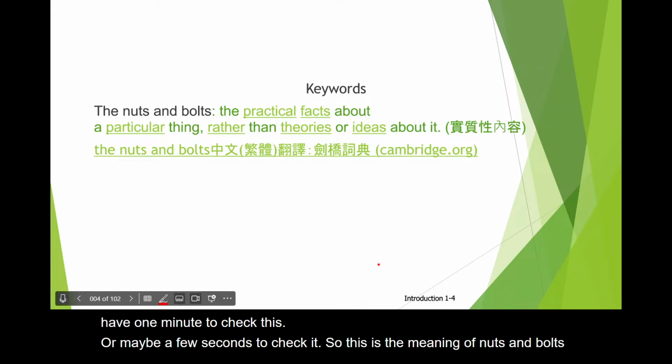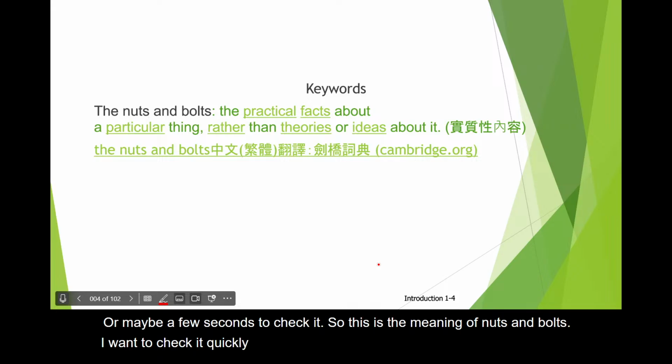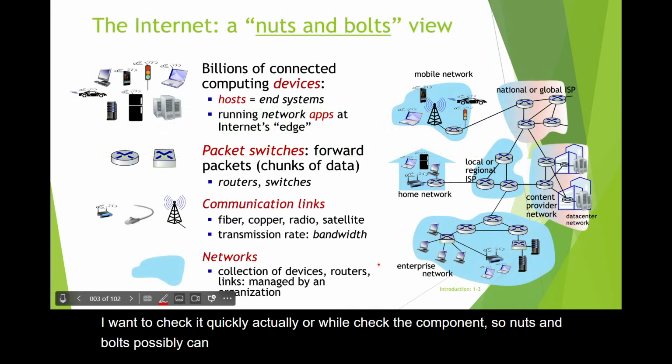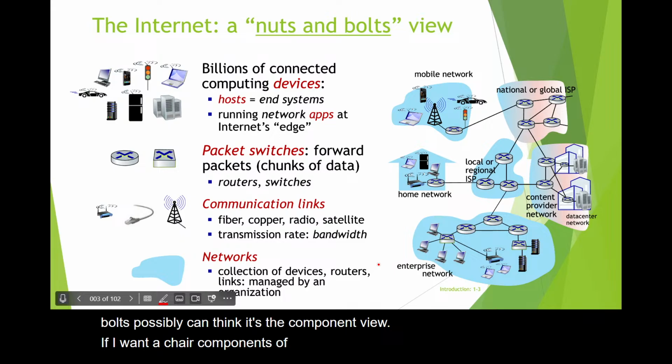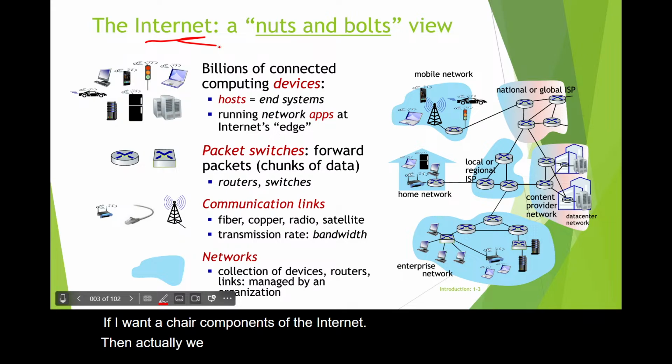If we want to check it quickly, actually we will check the components. So nuts and bolts, possibly we can think of it as the component view. Well, if we want to check the components of the internet, then actually we have the devices. So first of all, we have devices. All right, so we have devices.